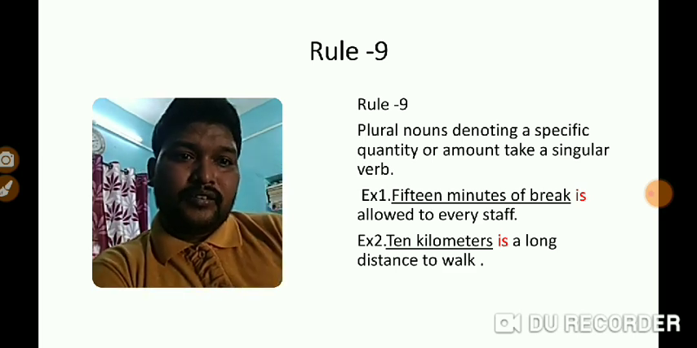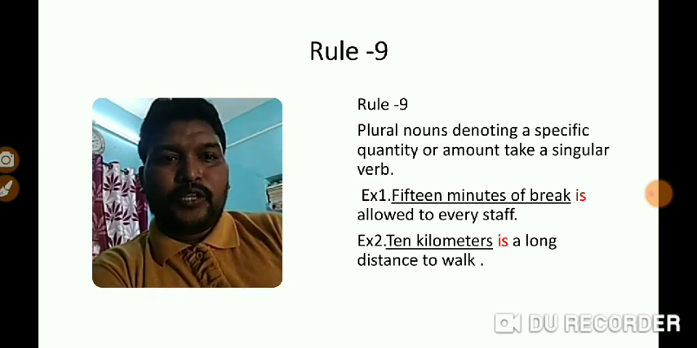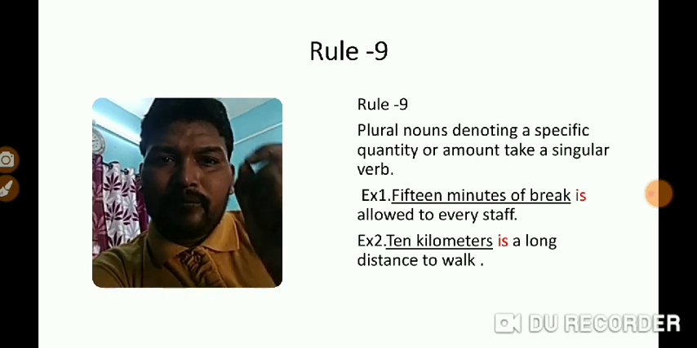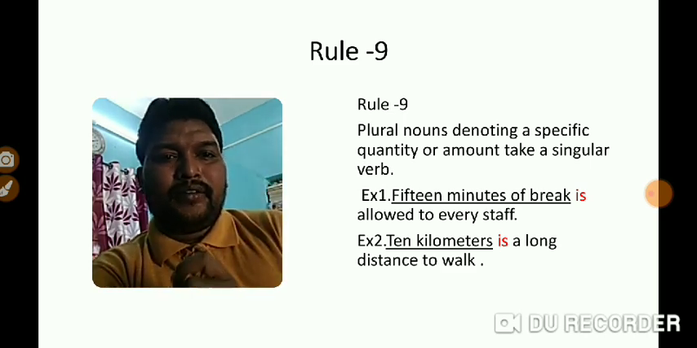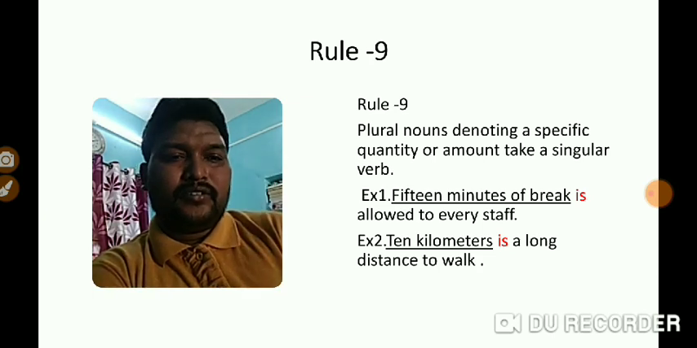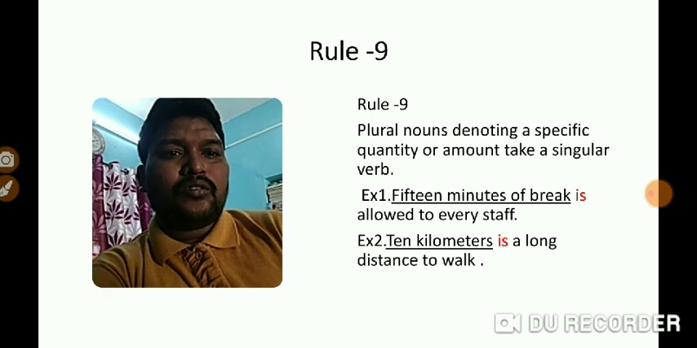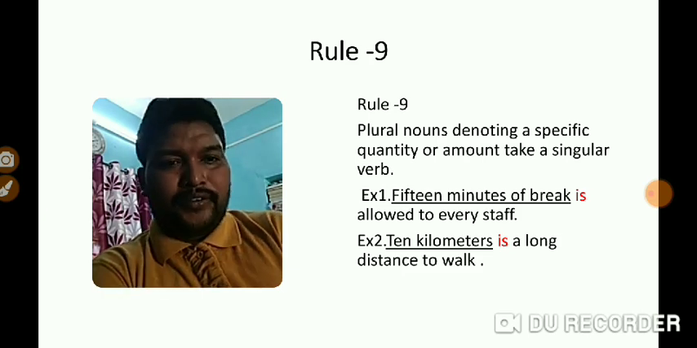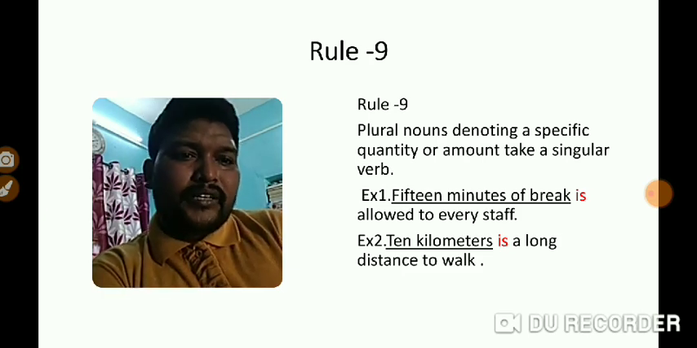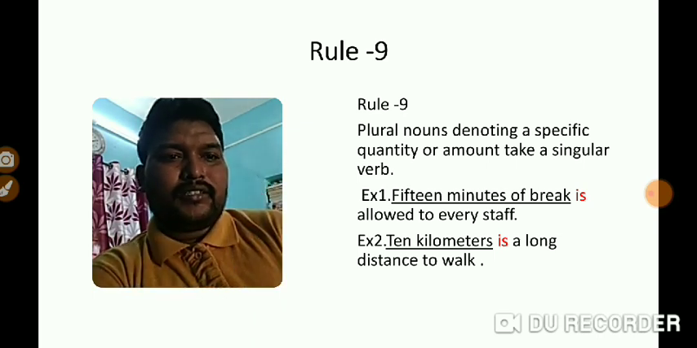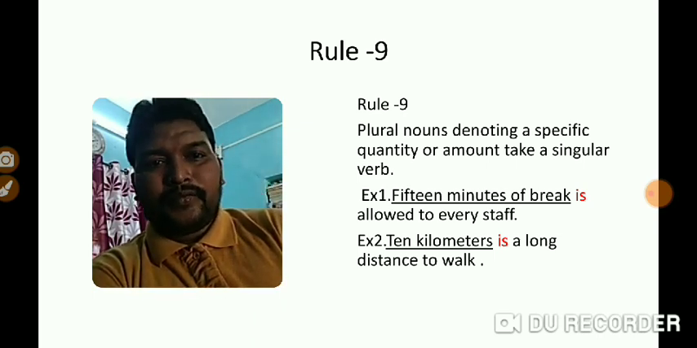15 minutes of break is allowed at every stop. You can't say 15 minutes of break were allowed at every stop. Here 15 minutes refers to a very short period of time. It's a singular time period. That's why we use a singular verb here. In the same way, 10 kilometers is a long distance walk. 10 kilometers refers to a singular, particular distance. That's why it is singular.